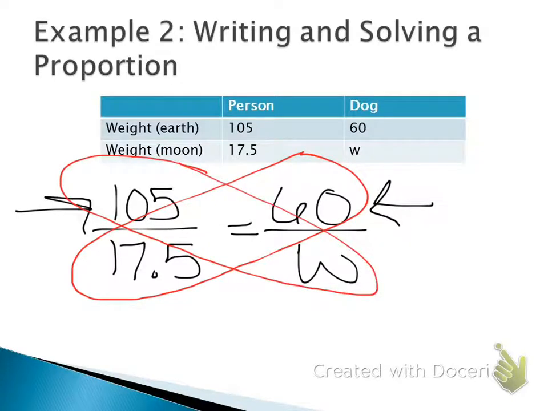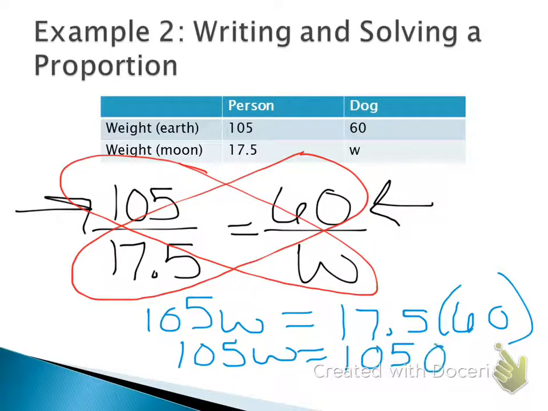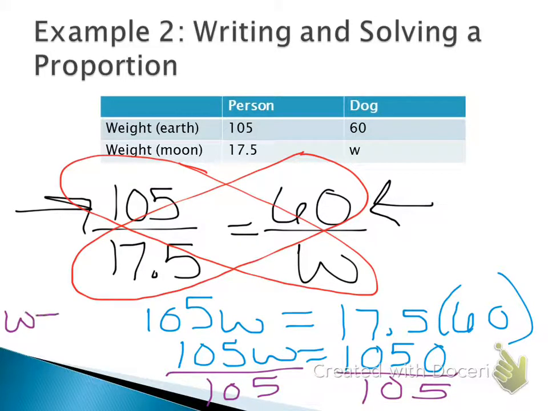Okay? So now I'm going to write my new equation. 105W equals 60 times 17.5. 105W equals 1050. I want to divide both sides by 105 to solve for W. And my weight, W, is going to be 10 pounds.